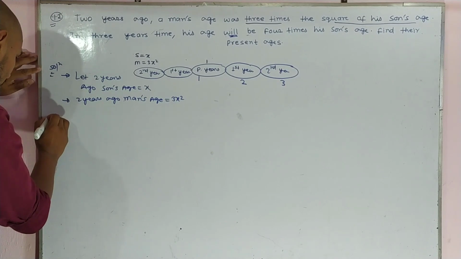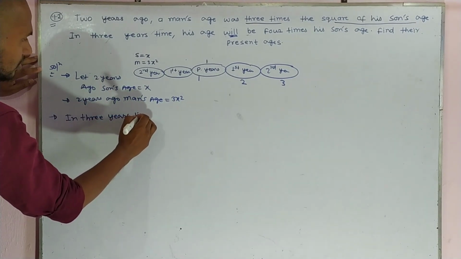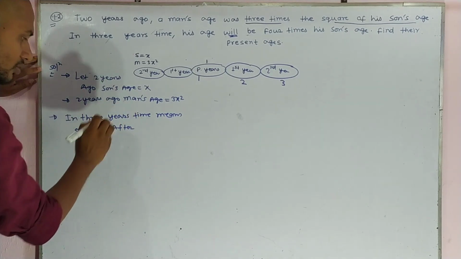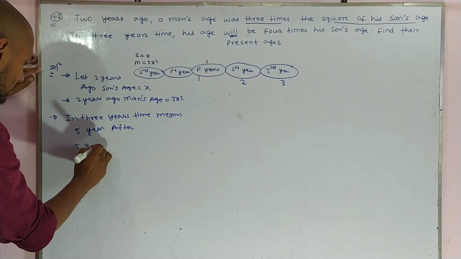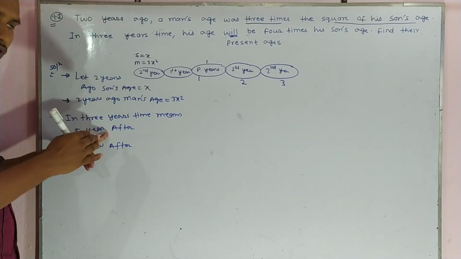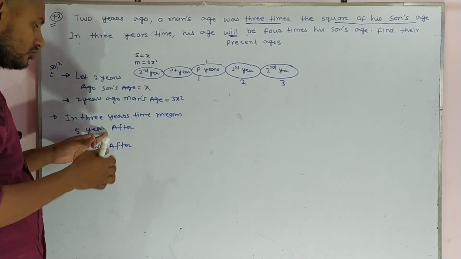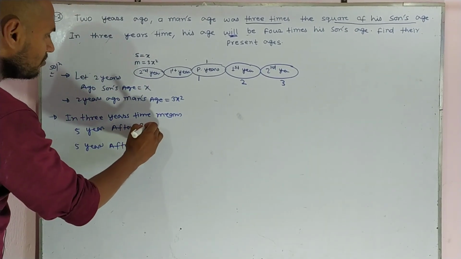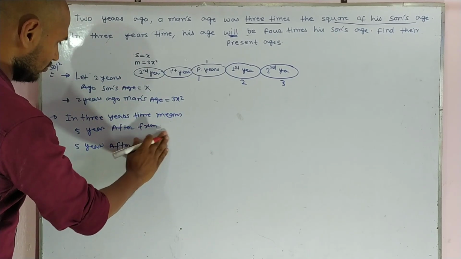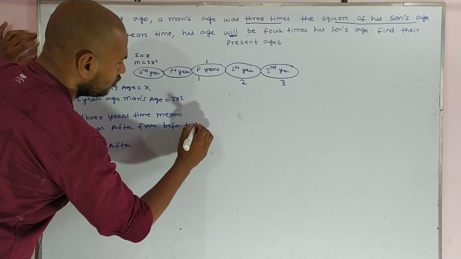So in 3 years time means 5 years after. From where 5 years after? From 2 years before, from where we assumed the son's age. So in 3 years time means 5 years after from 2 years before.